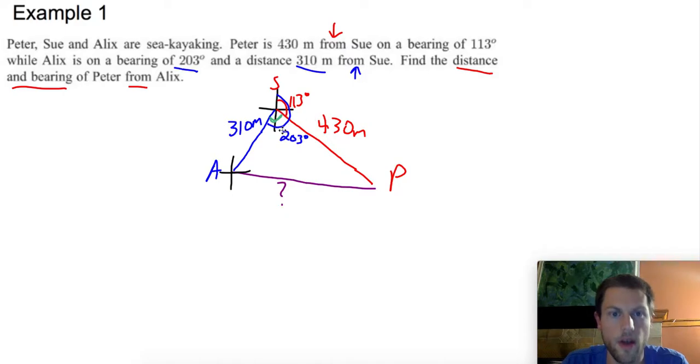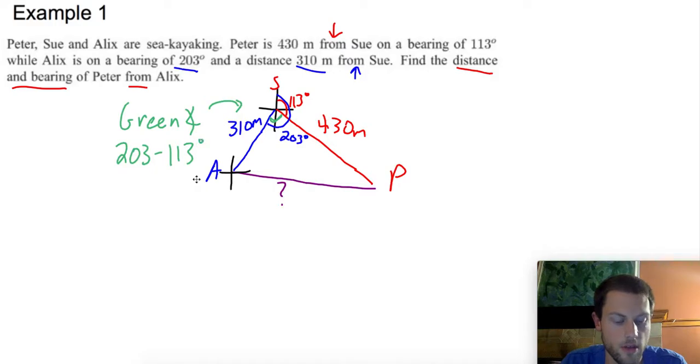This one right here. And in order to do that, we're going to actually have to subtract. We could kind of piece this together. This whole rotation from north is 203 degrees, and the rotation to this red line is 113. So to find this green angle here that I just drew, I'm going to take 203 degrees and subtract 113 degrees. And it turns out that that actually happens to be 90, so that's pretty nice. This is all along, this is a right angle.